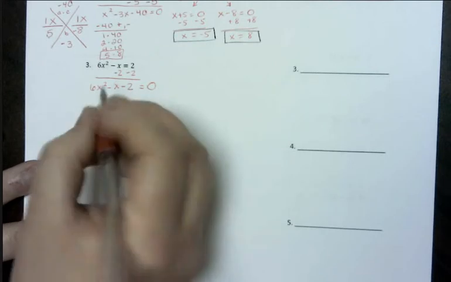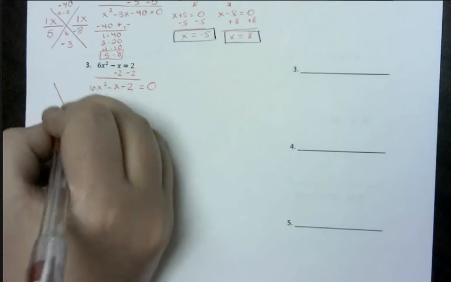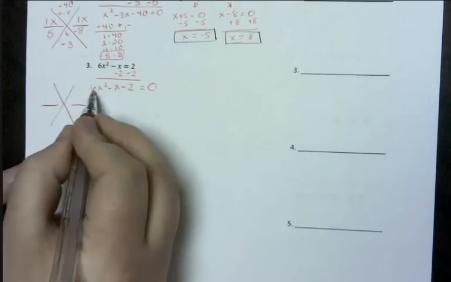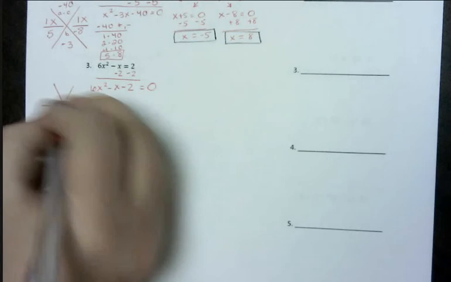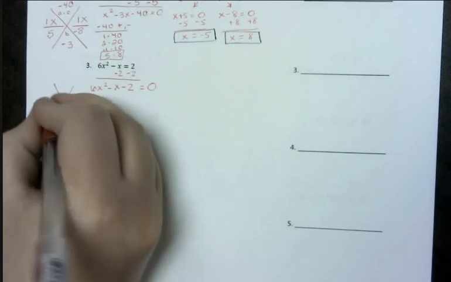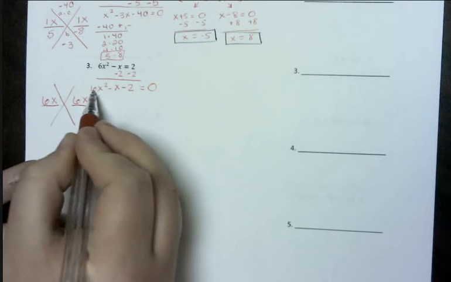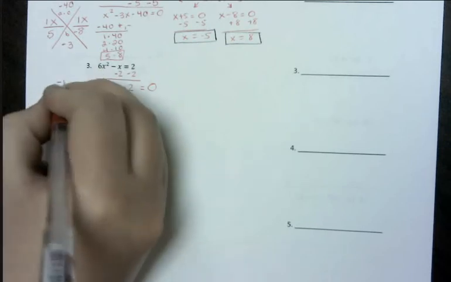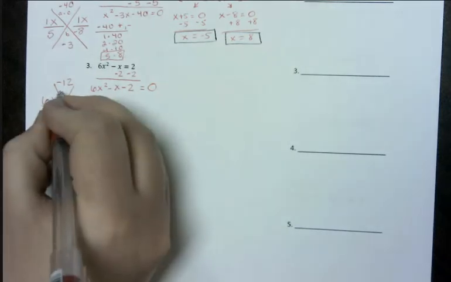So now we will go ahead and do our AC method. This one is going to be slightly different because our a value is a number that's other than 1, and our other two problems just had a 1 here. So you still put your a and the variable you're using. Up here still goes your a times your c, so 6 times negative 2 is negative 12. And then your b value goes down here, which is a negative 1.